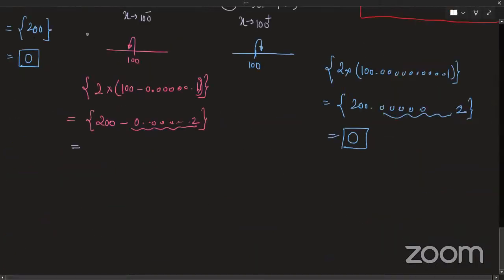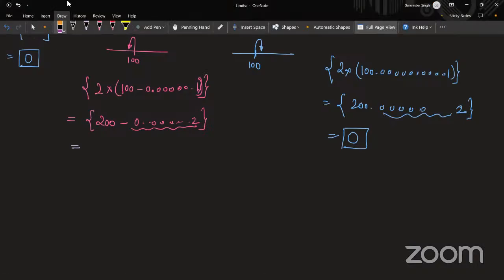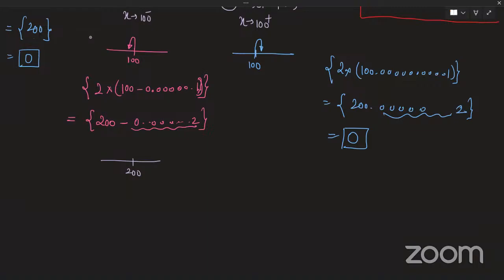So see, this is a number that is just smaller than 200, a number like 200 minus 0.00002 that is just smaller than 200. Sir, 199. How can the fractional part be 199? Minus 0.001. Yeah, the fractional part. How can a fractional part be negative?